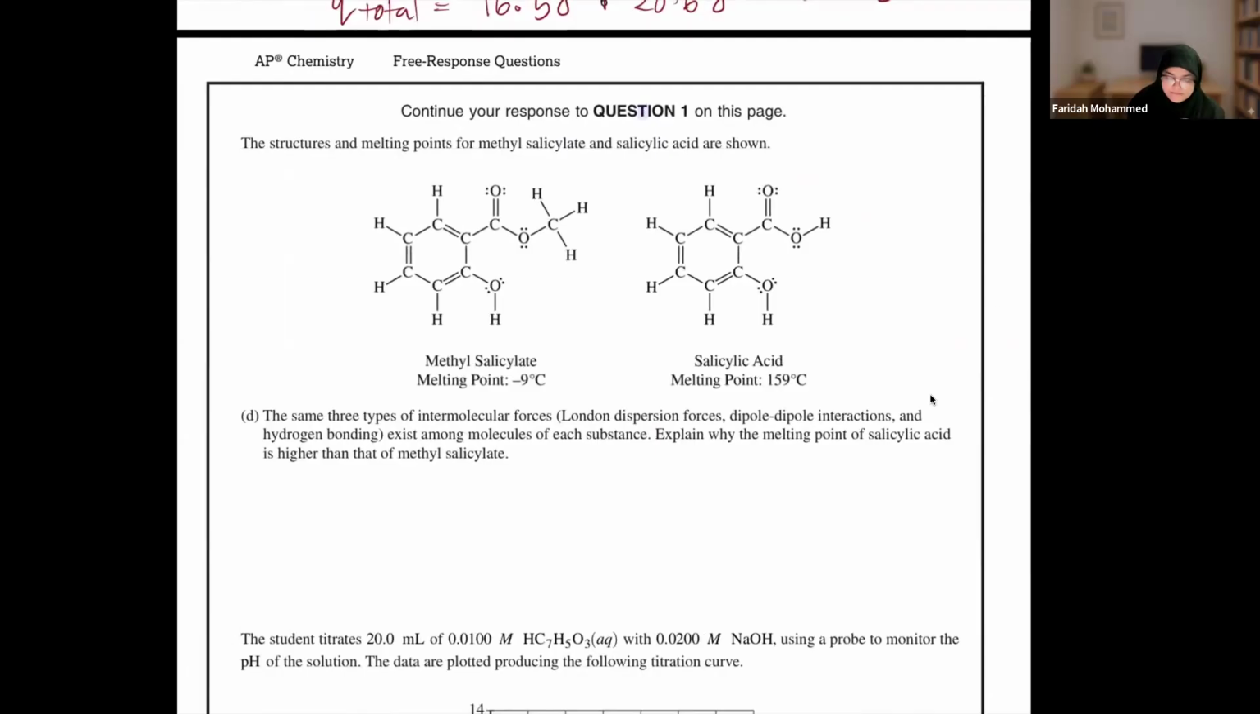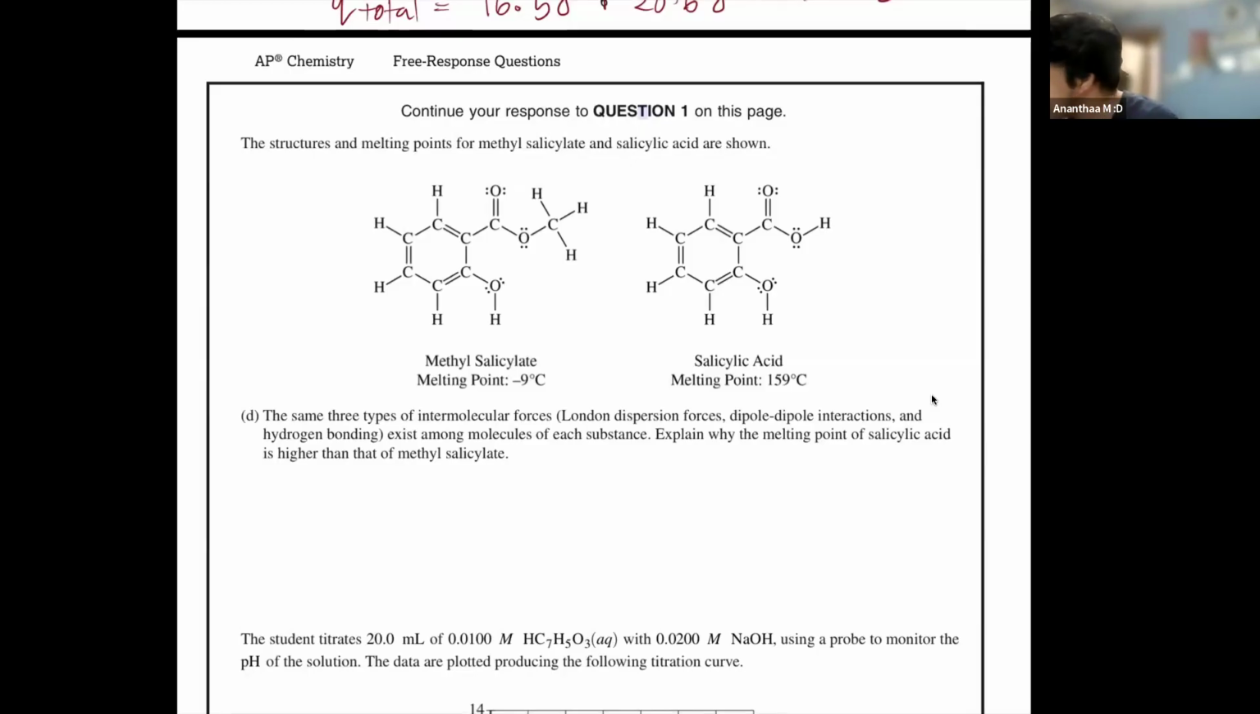So D. Explain why the melting point of salicylic acid is higher than methyl salicylate. Now, who's going to tell me your answer? Ananda, what would you say? I said that both have LDF and dipole-dipole interactions, but salicylic acid has two OH bonds, which allow it to form more strong hydrogen bonds. And hydrogen bonds are very strong in comparison to LDF and dipole-dipole.